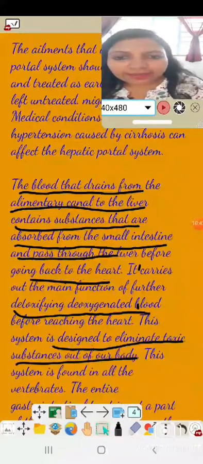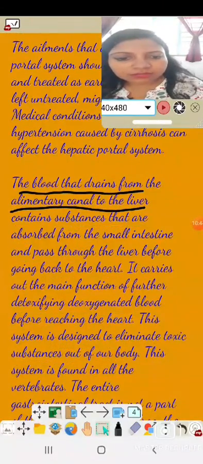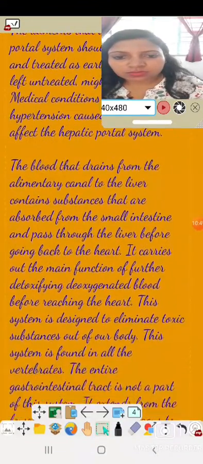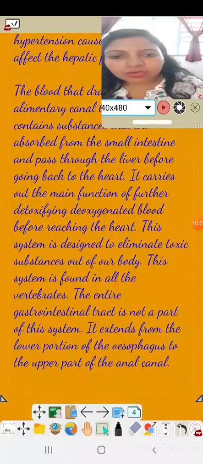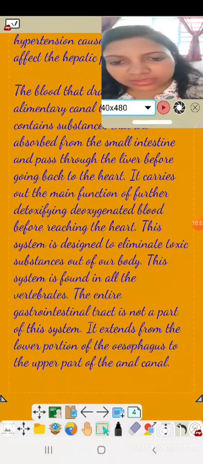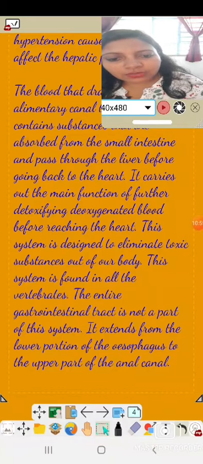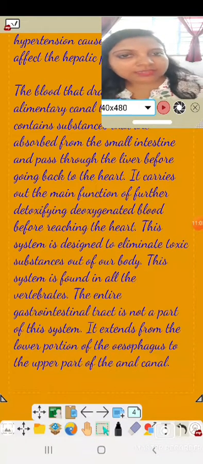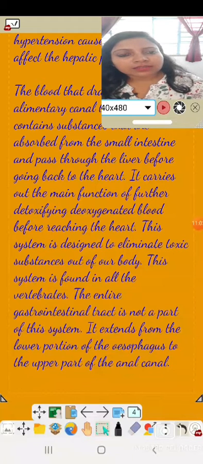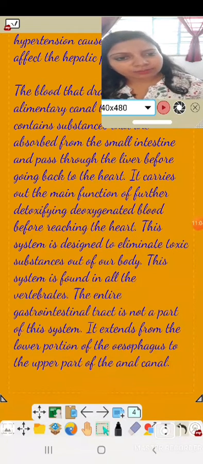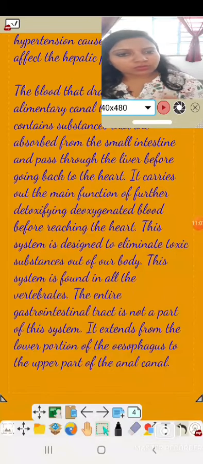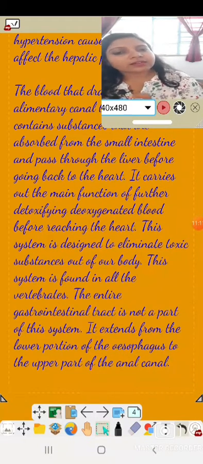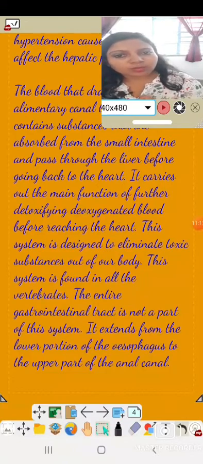Okay, so the entire system is found in almost all the vertebrates, and the entire gastrointestinal tract is not a part of the system. That is just delivering the blood which contains all the nutrients to the hepatic portal vein. So, the gastrointestinal tract is not a part of the hepatic portal system.